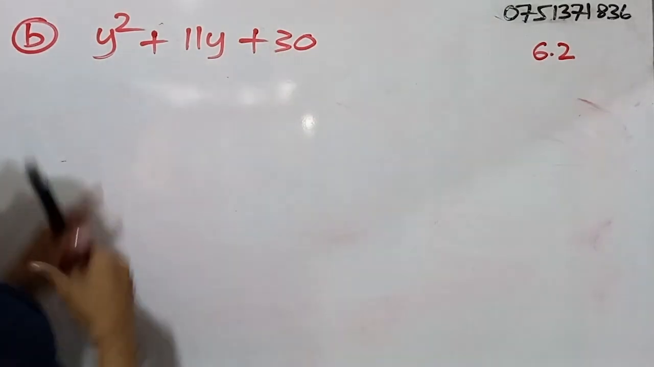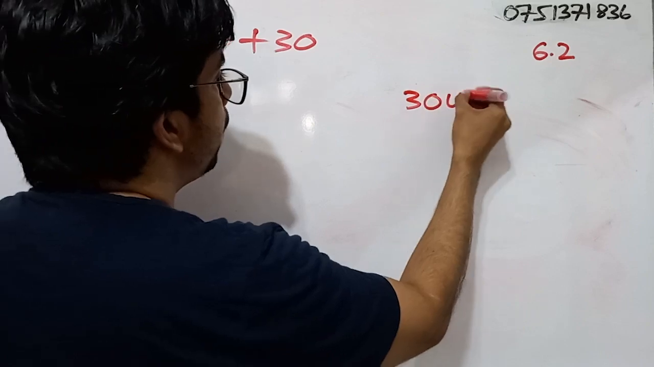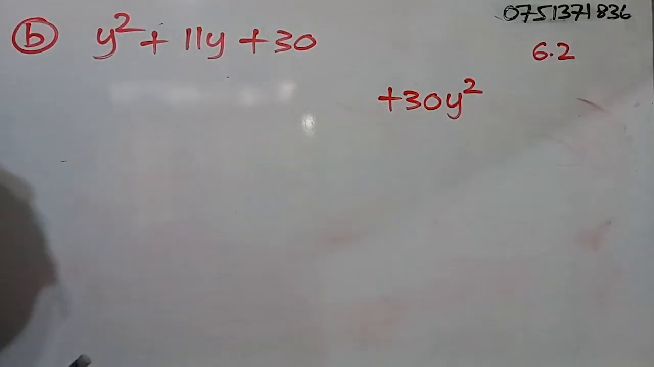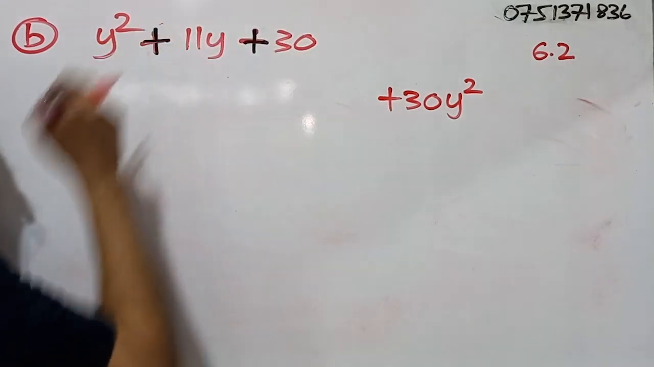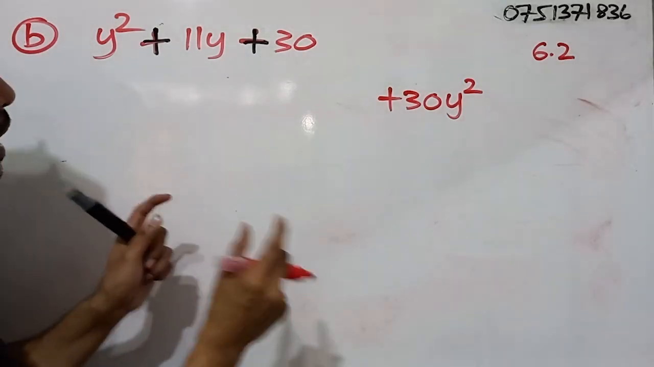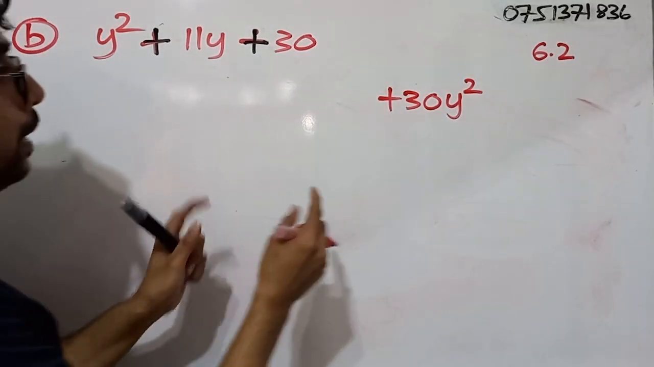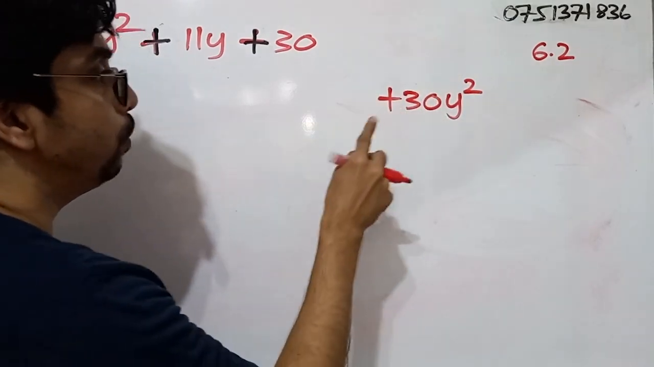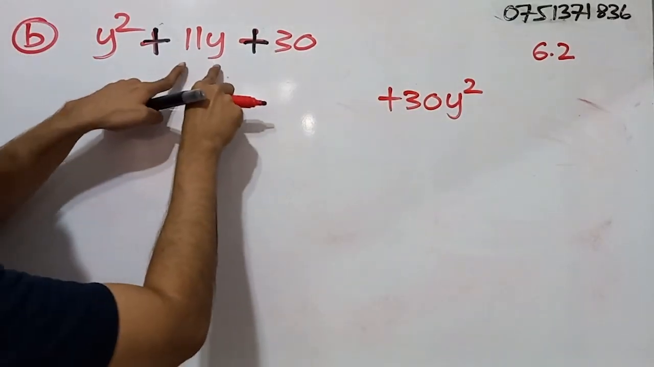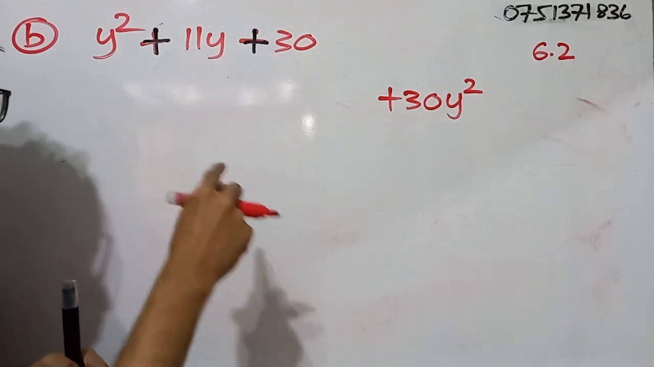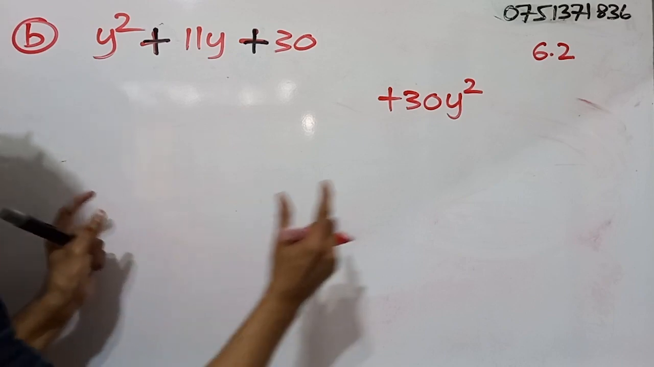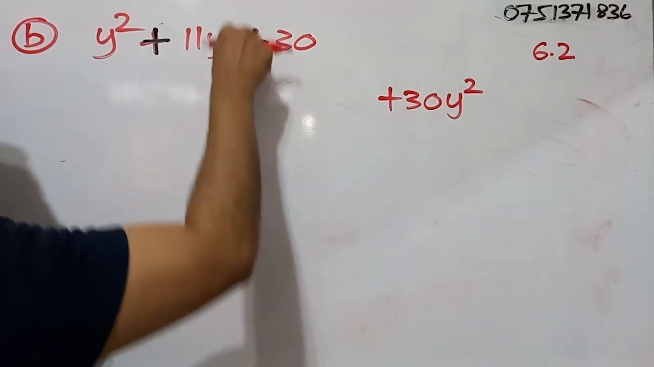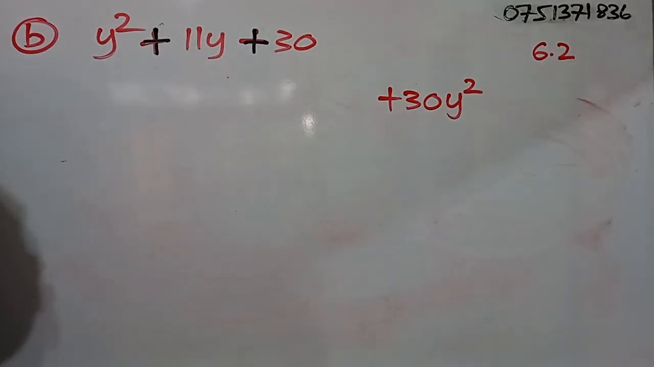So when we multiply these two terms, what do we get? 30y squared. So it is positive. Right. So in front of the constant we have a plus. In front of the middle term also we have a plus. So we have to think about two factors. When we multiply them, we must be getting positive 30y squared. This is the middle term. In front of the middle term we have a plus. That means both of the terms should be what? Positive. And also when we add those two terms, we must be getting the middle term. In this case, 11y.